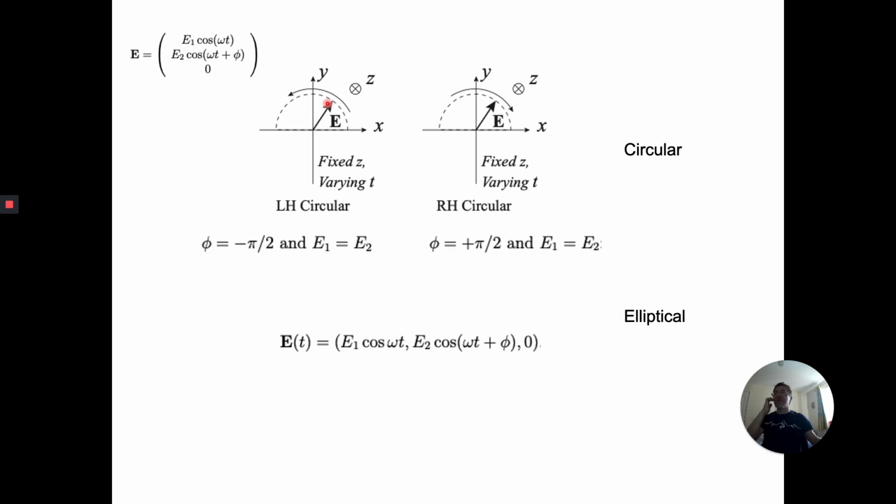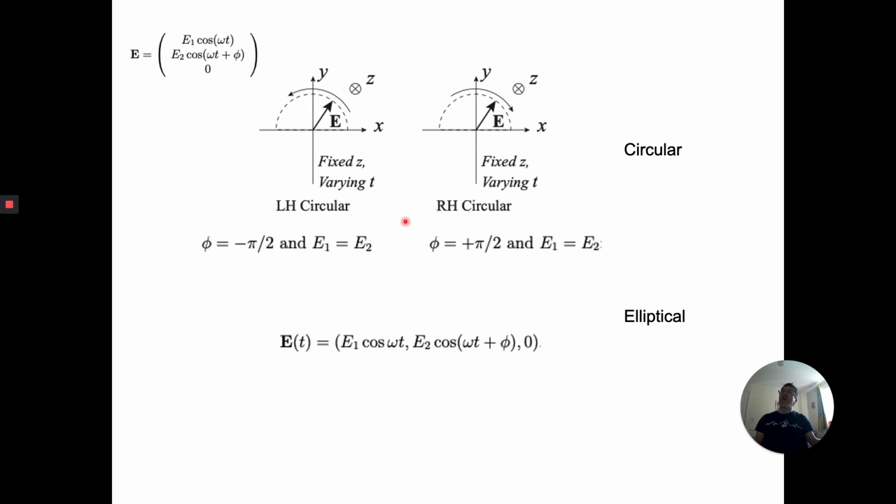For right-handed circular polarization, the phase shift is plus 90 degrees, and in both cases the electric fields in the x and y directions have equal magnitude. In this case, the electric field vector rotates as a function of time in the clockwise direction. That's why it's known as right-handed, and the other one is known as left-handed. So together, linear and circular polarization are two special cases of the way in which the two electric field vectors can move with respect to each other.